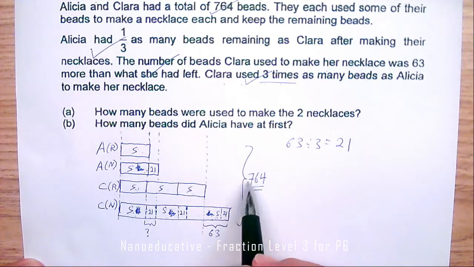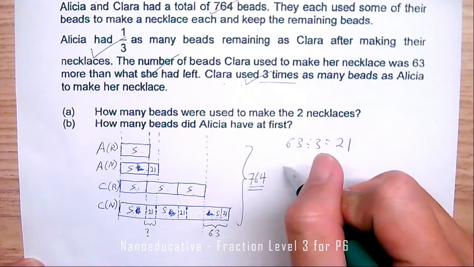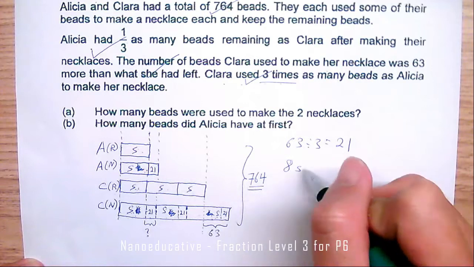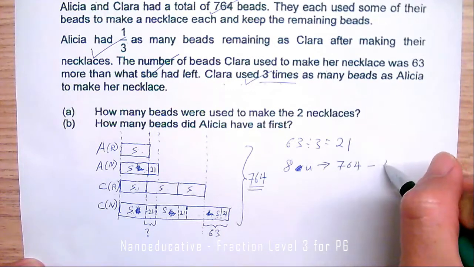Which means that 1, 2, 3, 4, 5, 6, 7, 8. 8 short bars. I'm going to put 8S, or you can put units, it's the same thing, it doesn't matter. 8S is equal to 764 minus 4 sets of 21.